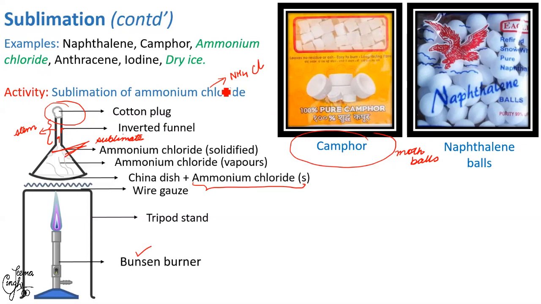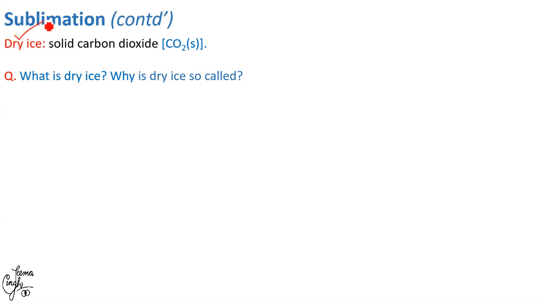Another very important example of a solid that sublimes is dry ice. Now dry ice is not the solid form of water, but it is the solid form of carbon dioxide having the formula CO2, and here you are supposed to write the state which is solid. At times you might get a question, what is dry ice? Why is it so called? Now you know the first part. This is the answer to the first part. Why is dry ice so called? It is so called because dry ice directly converts into gaseous form.